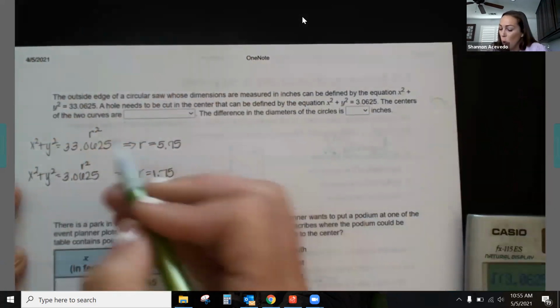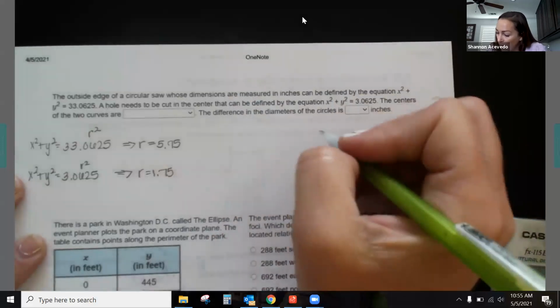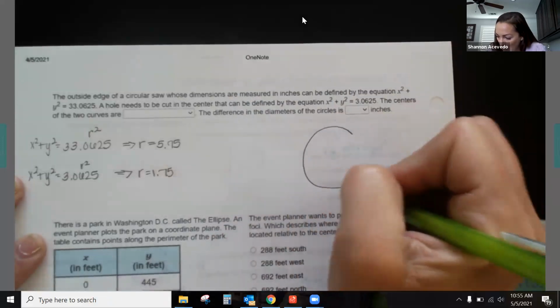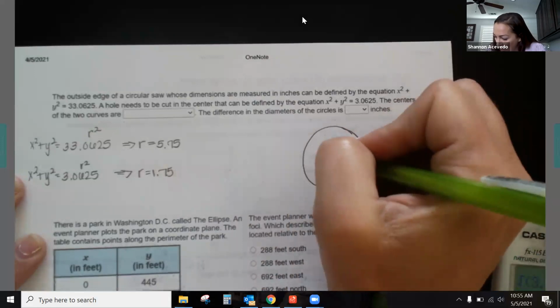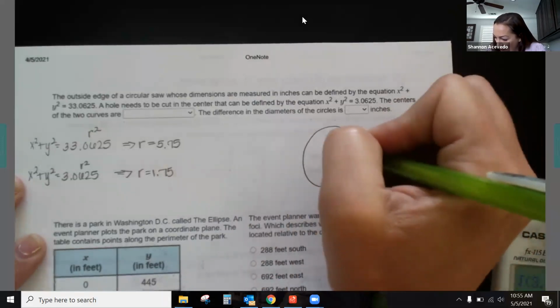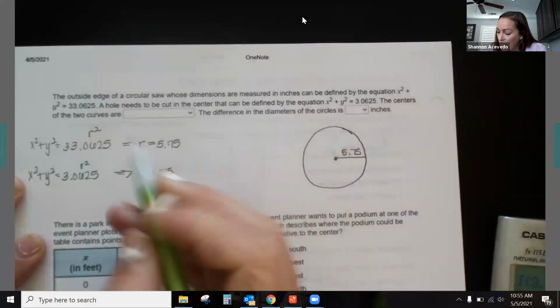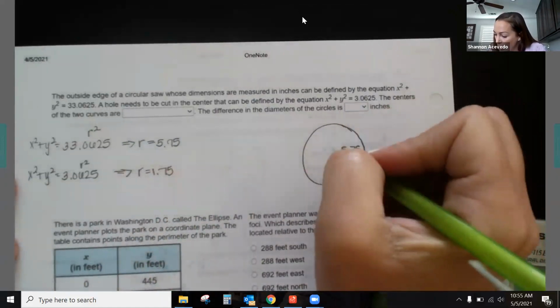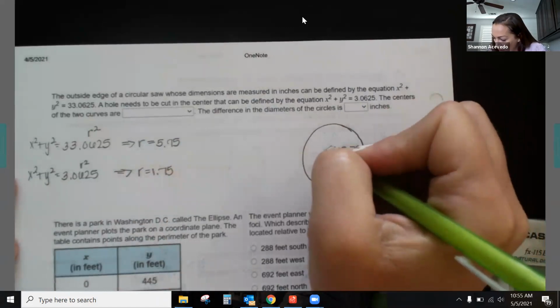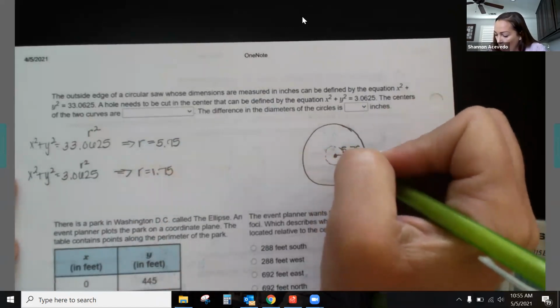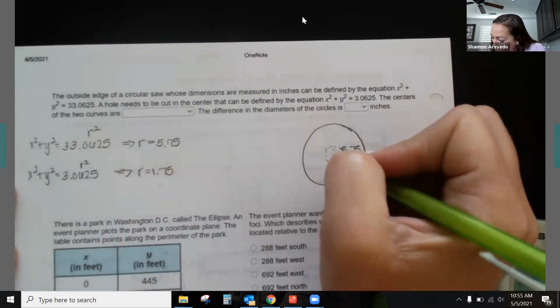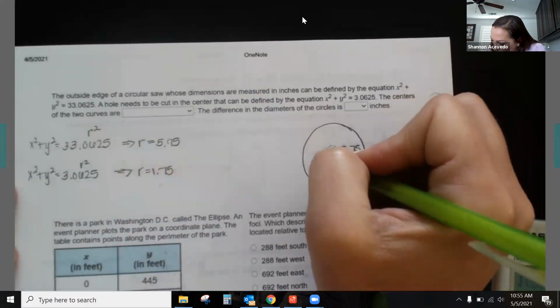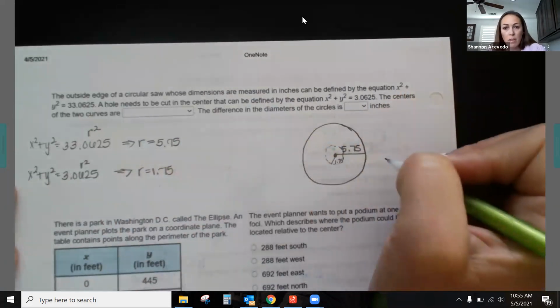So here's what's going on. We have, again, a circular saw, and it has a radius of 5.75. And then it says a hole needs to be cut in the center so that it fits this equation. So I'm going to cut a hole here. And if I cut a hole, the radius of that hole is going to be 1.75.